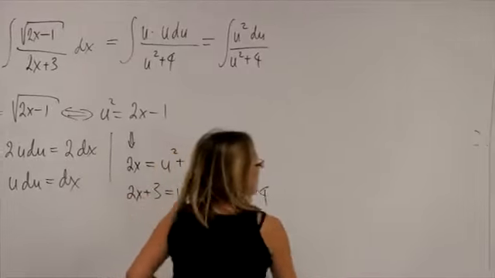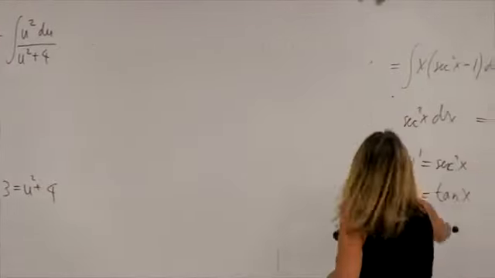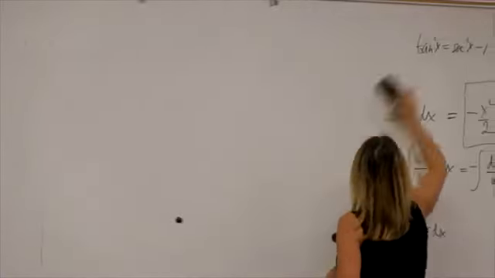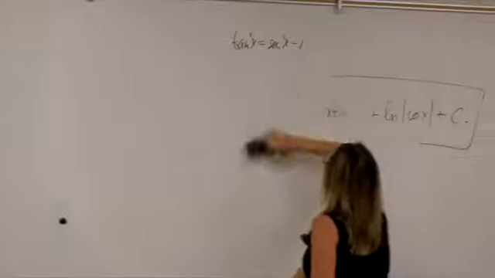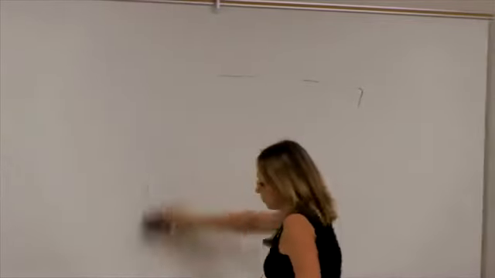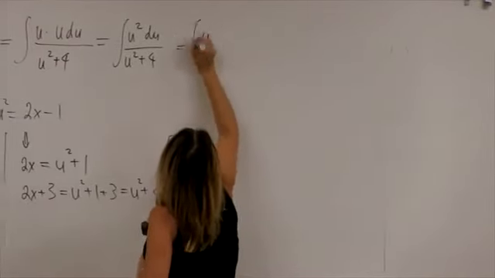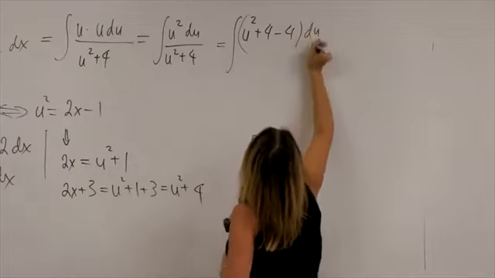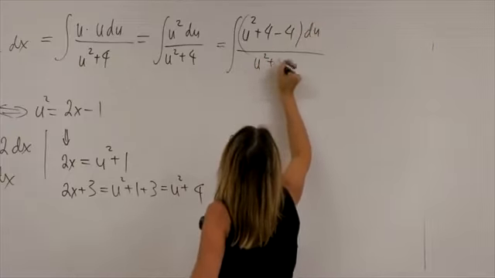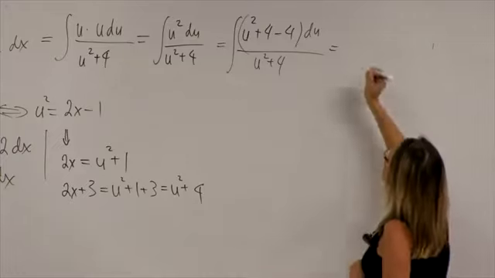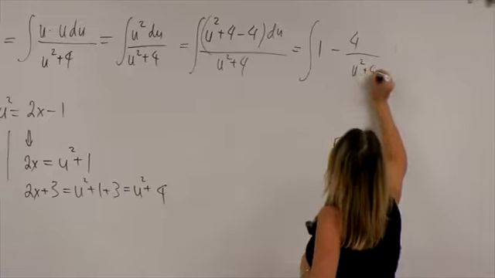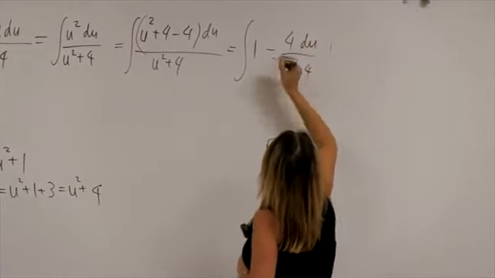What is next? You can simplify it a little bit by one simple manipulation. I'm going to say that the numerator is u squared plus 4 minus 4, du, over u squared plus 4. What does this give me? It gives me 1 minus 4 over u squared plus 4, du.